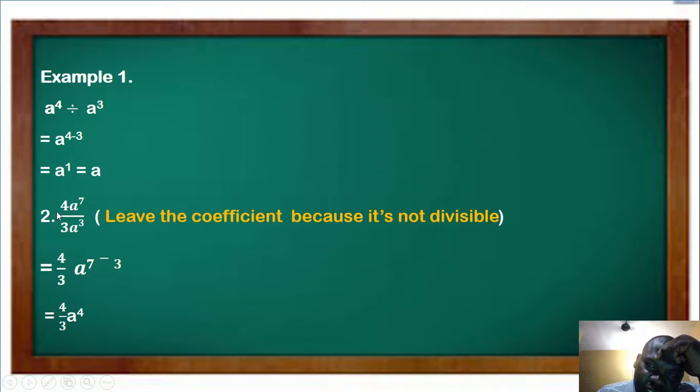The second question says 4a raised to power 7 divided by 3a raised to power 3. Leave the coefficient because it's not divisible. Since 4 divided by 3 will give us a decimal, we just leave the coefficients like that. So we have business with the a now. A raised to power 7 minus 3, and that gives us 4 over 3 multiplied by a raised to power 4. 7 minus 3 will give us 4 here. So in a situation like this, we just leave the coefficients.